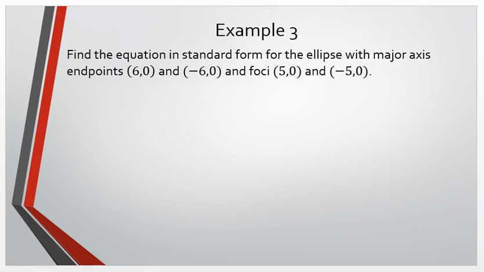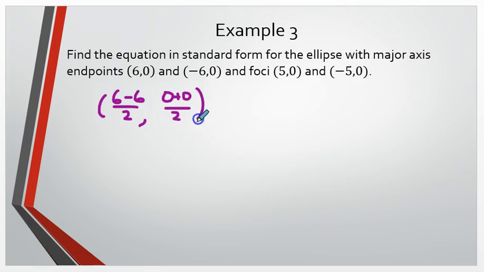One last example. This time they are only giving us endpoints. I don't have any axis lengths or anything. So starting off with the center, it doesn't matter which pair of points you pick. You're going to get the same center no matter what. So if you pick these, I will have 6 minus 6 over 2. And for the y coordinates, 0 plus 0 over 2.